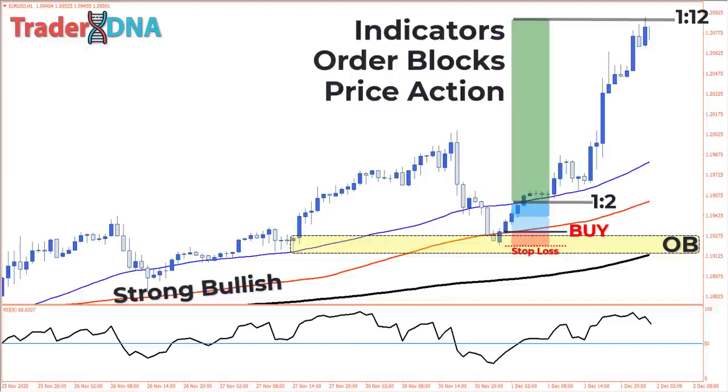Now, you've got a great handle on everything about order blocks and high probability trading techniques by combining indicators, order blocks, and price action signals.